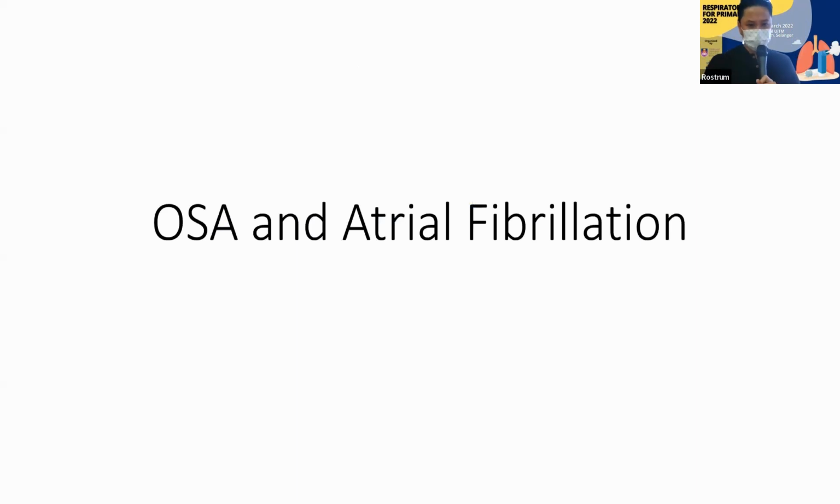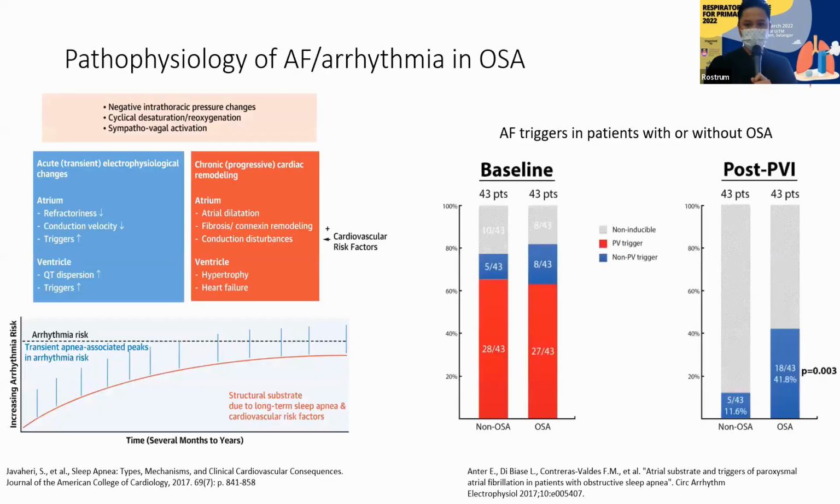So talking about obstructive sleep apnea and atrial fibrillation, the disease mechanism in OSA causes acute electrophysiological changes and progressive cardiac remodeling in both atrium and ventricle. The majority of atrial fibrillation originates around the pulmonary vein, where isolation of the pulmonary vein during AF ablation therapy prevents recurrent AF. However, in OSA patients with atrial fibrillation, they have other concomitant non-pulmonary vein triggers for the atrial fibrillation, as illustrated by this study.